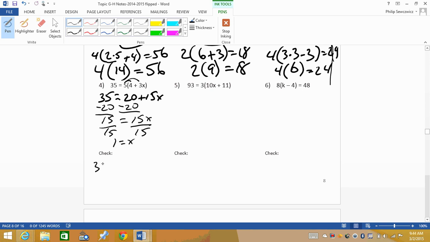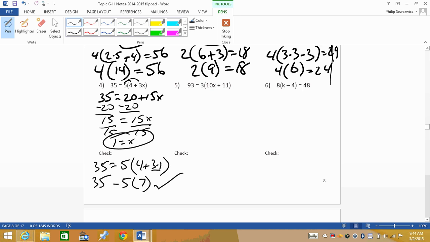Let's check and see if it works. Is 35 equal to 5 times, in parentheses, 4 plus 3 times 1? Well, what is 3 times 1? 3. 4 plus 3 is 7. So the question here is 5 times 7, does that end up equaling 35? It certainly does. Check. All right, so yes, x does equal 1. Again, notice the variable is on the right-hand side, so I left it on the right-hand side. I could reverse around and say x equals 1, but we're going to see that might cause some problems as we move forward to our inequalities.